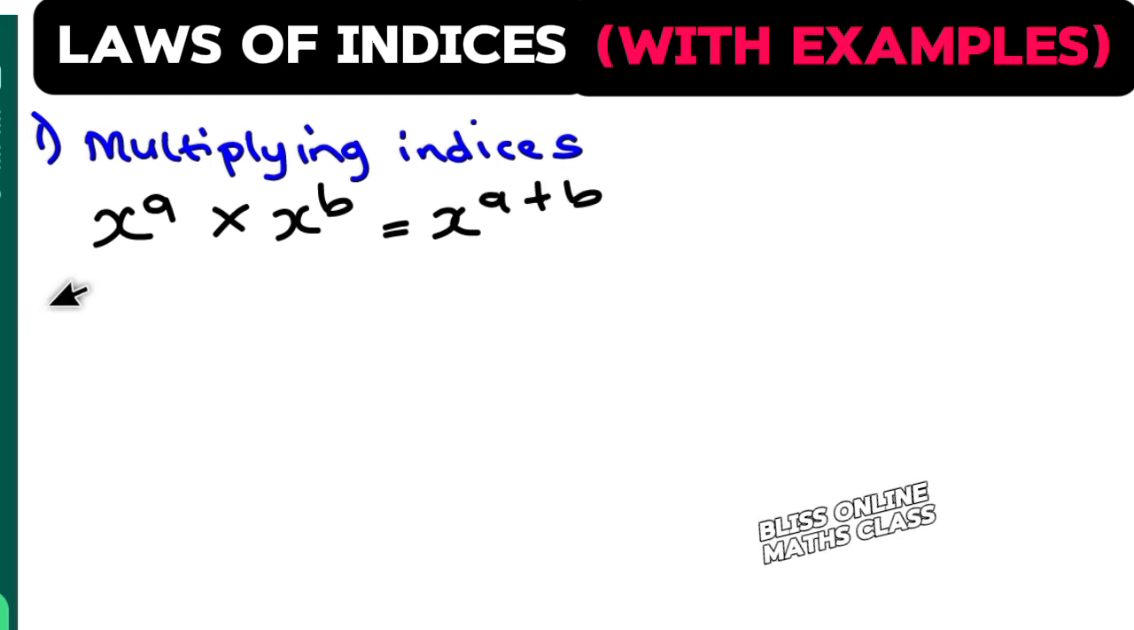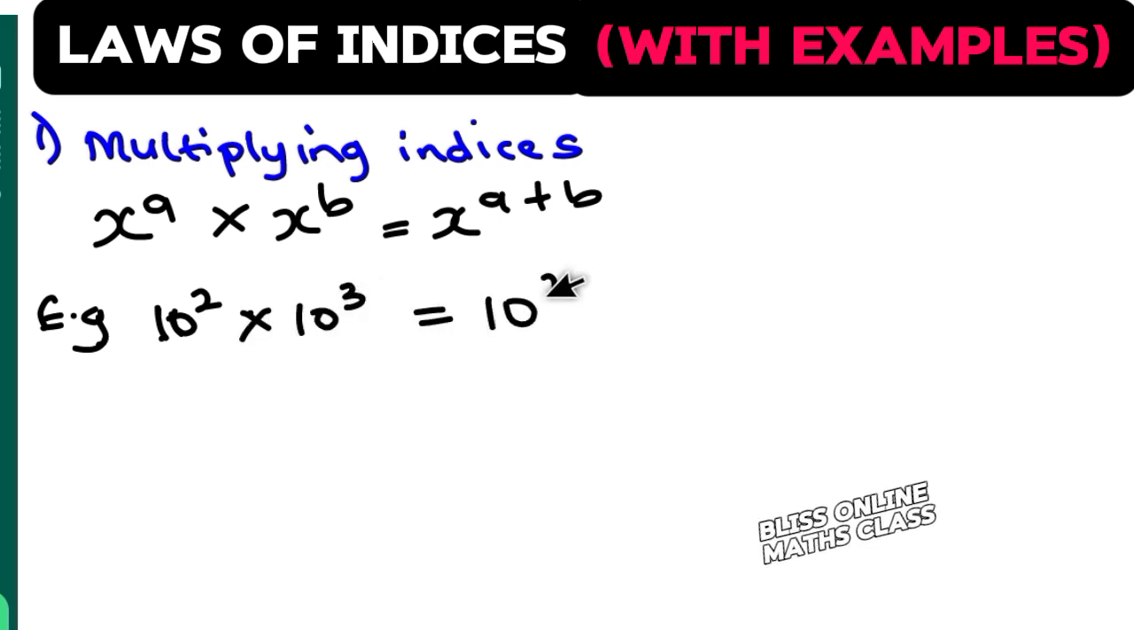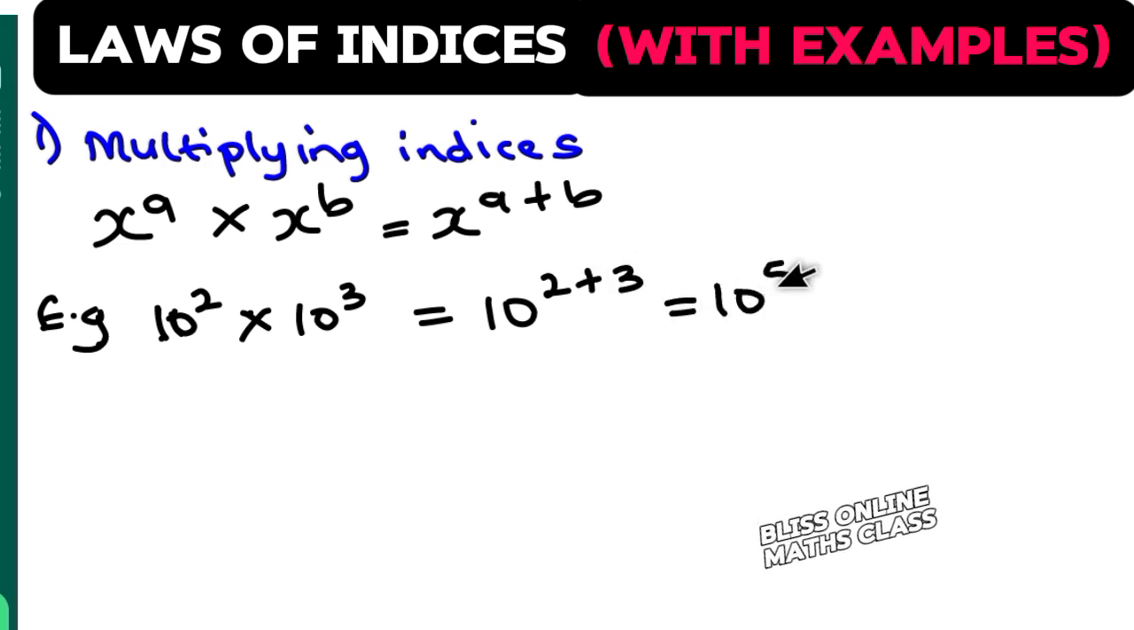So now example, we have 10 raised to power 2 times 10 raised to power 3. This is simply equal to 10 raised to power 2 plus 3, which is equal to 10 raised to power 5, and that's our answer.